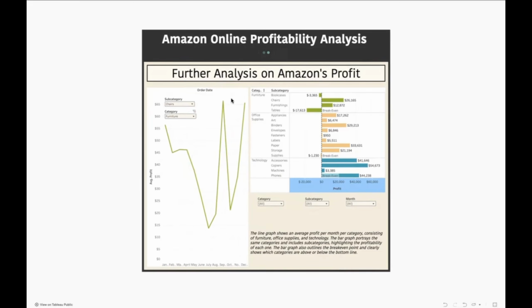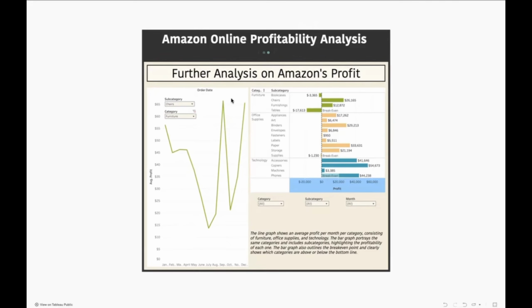Finally, the bar chart breaks down the profitability by subcategory. Technology's copiers lead at $54,673 in total profit, followed by phones at $44,238. However, the break-even lines reveal a critical insight. Several subcategories like tables in the furniture category and machines in the technology category are actually losing money, falling below the zero profit threshold.